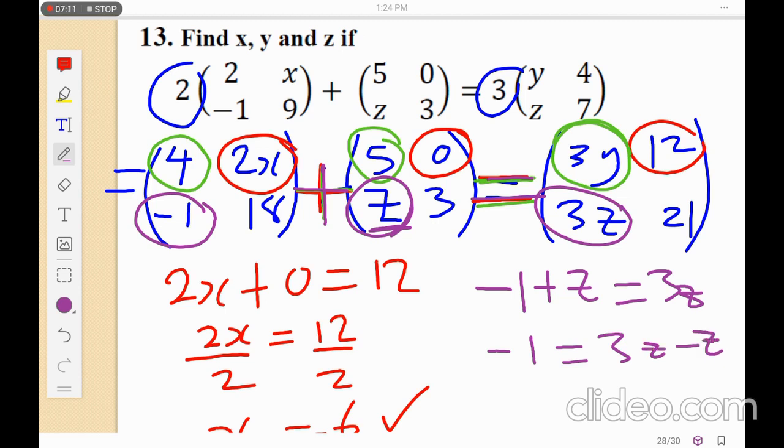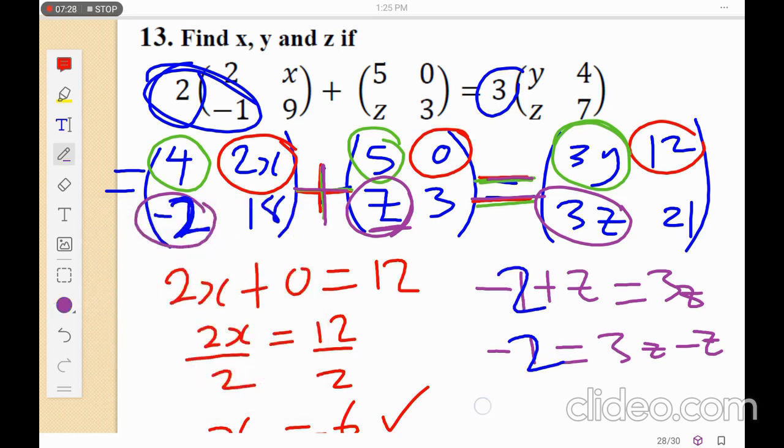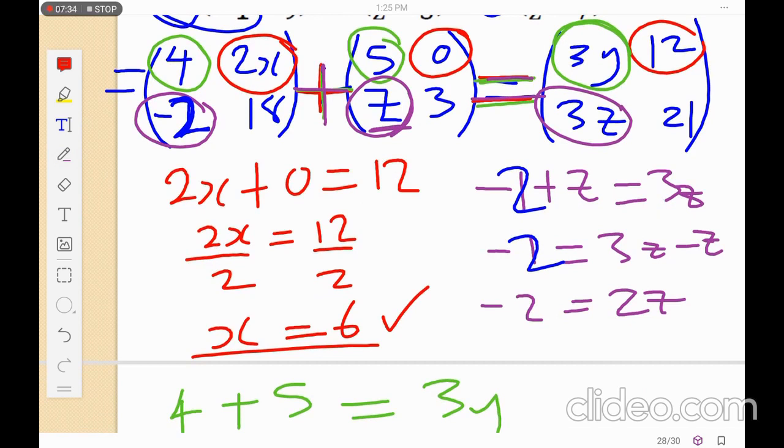Oh, I forgot something. I did something wrong somewhere. This was multiplying here, so this is minus 2 here. Please correct that. So I should have minus 2 there. Okay, so simplifying, I'll get minus 2 is equal to 2z, and I can divide both sides to get my z. My z will be equal to minus 1.